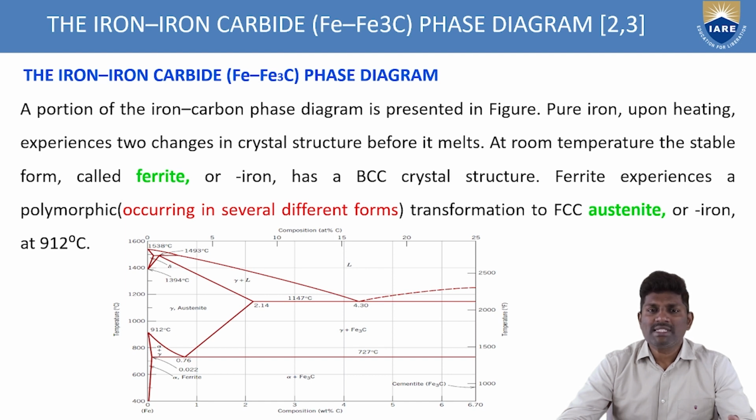Now we'll consider the famous example of the iron carbide diagram, and how it varies its different phases with respect to the x and y axes, that is, the composition as well as the temperature.